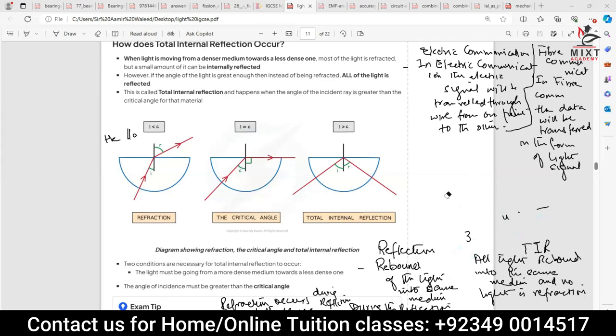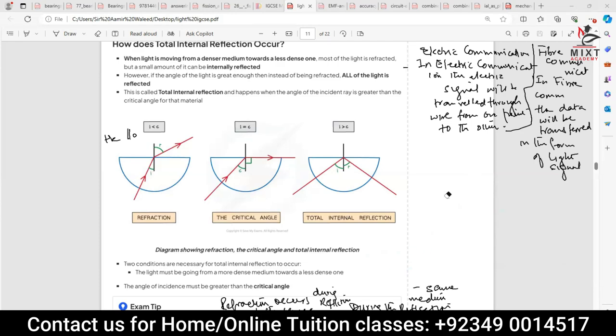Anybody have any idea? Which one you think will be the faster, the electric communication or the fiber communication? Remember that electric communication is actually in the form of electric signal. So, electric communication is slower than the fiber because fiber travels with the speed of light. When something is happening with the speed of light, that communication is very fast.